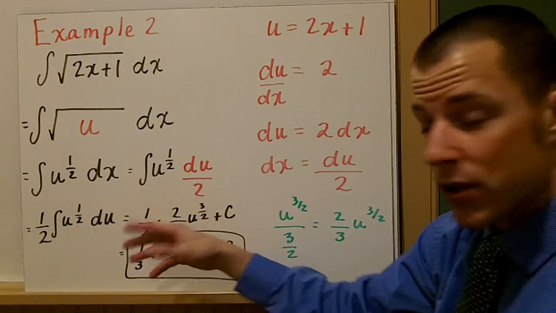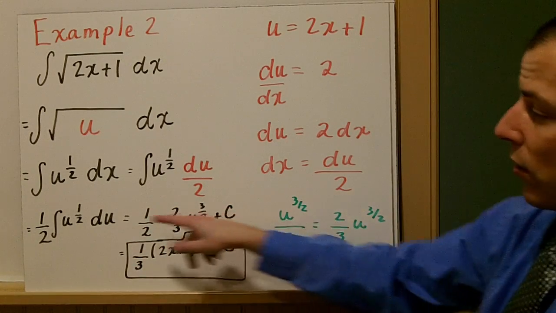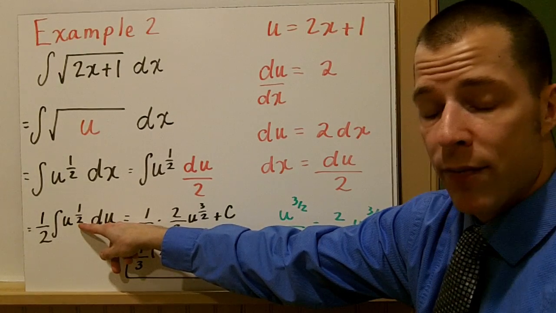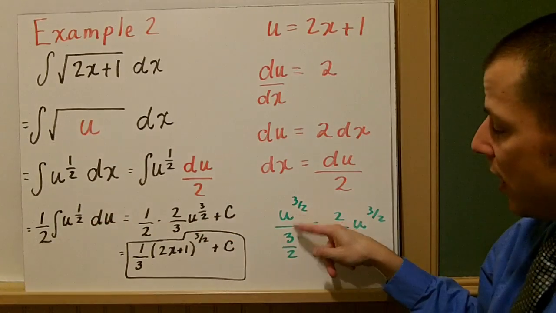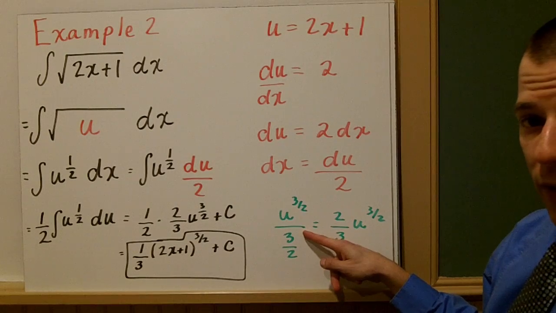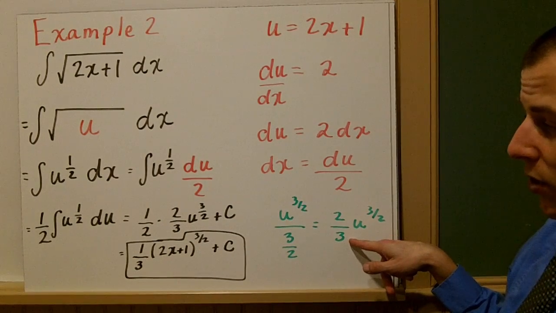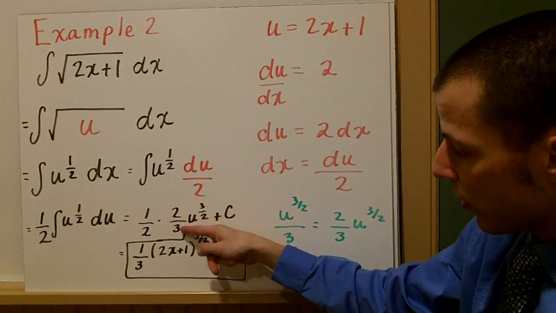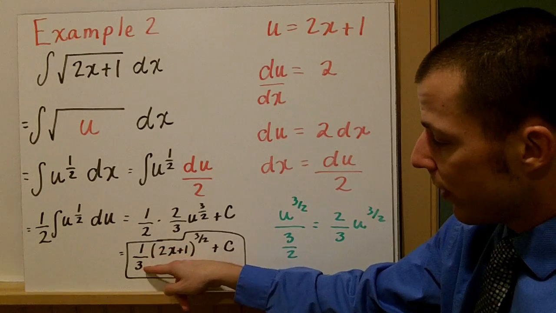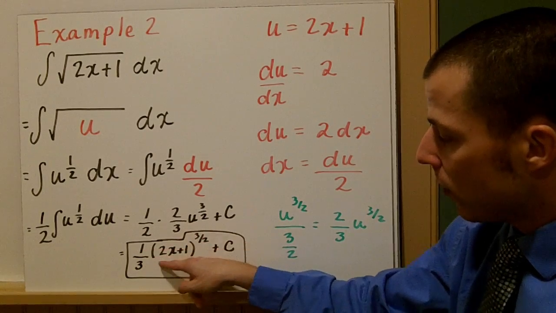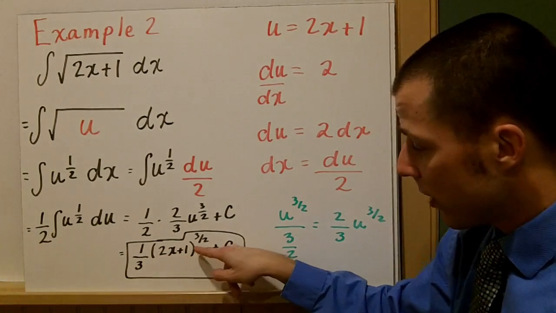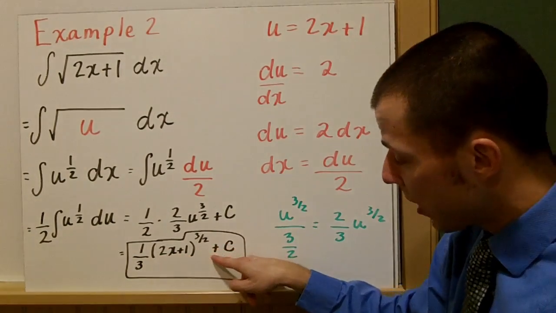When you do this, you apply the power rule. Remember we have to add 1 to the exponent, so that's 1/2 plus 2 over 2, which is 3/2. And you get the same thing in the denominator, 3/2. Dividing by 3/2 is the same thing as multiplying by 2/3. And we know that 2/3 times 1/2 gives us 1/3. So we're going to have 1/3 times u. Well, u is 2x plus 1, so we have 1/3 times (2x plus 1) raised to the 3/2 power plus c.